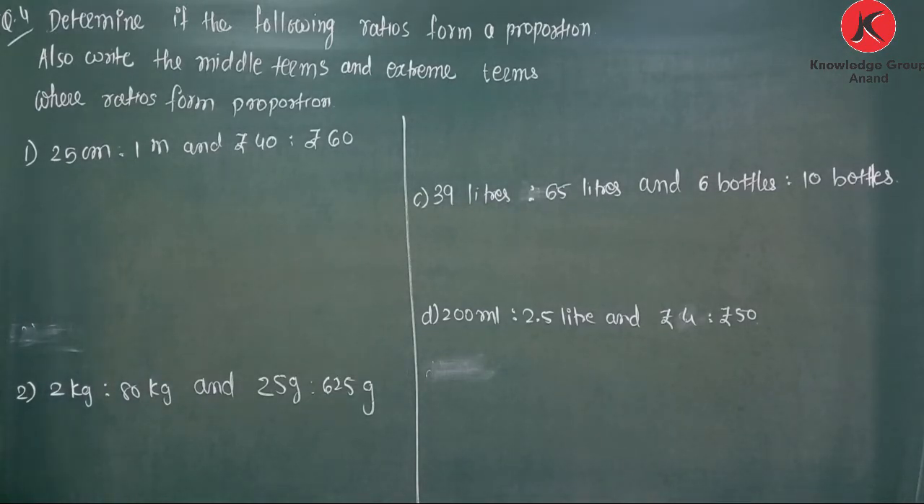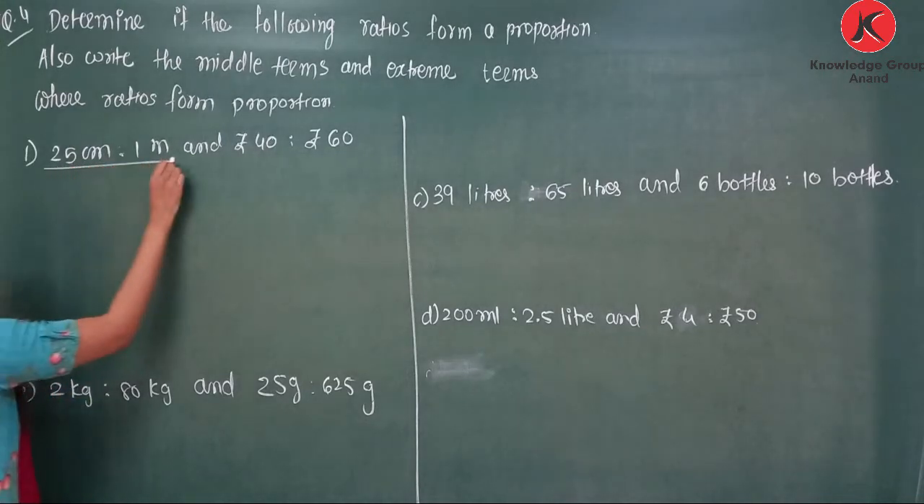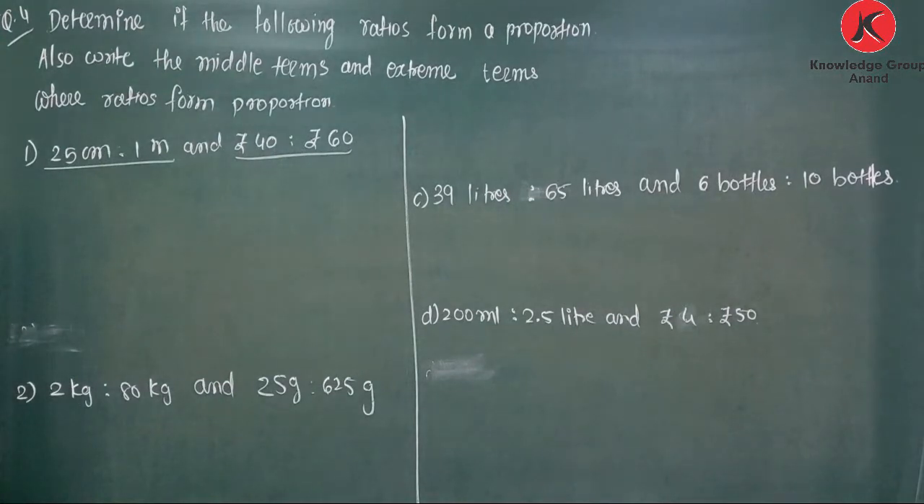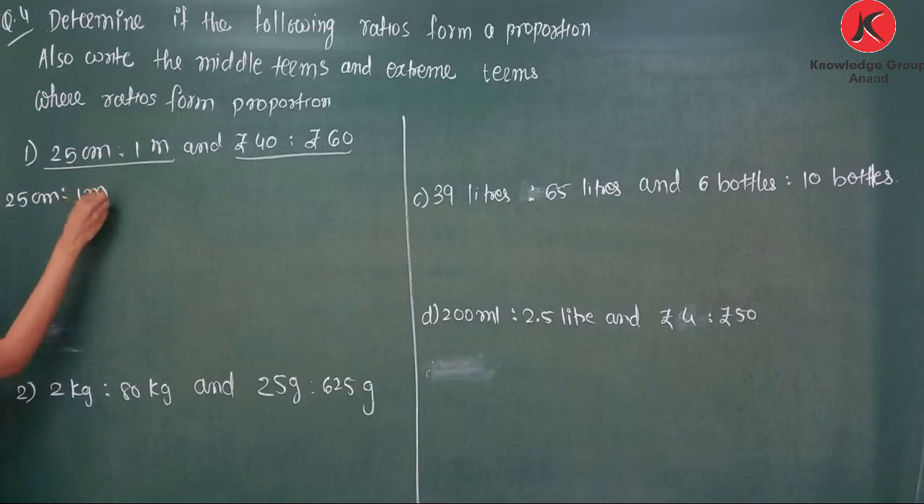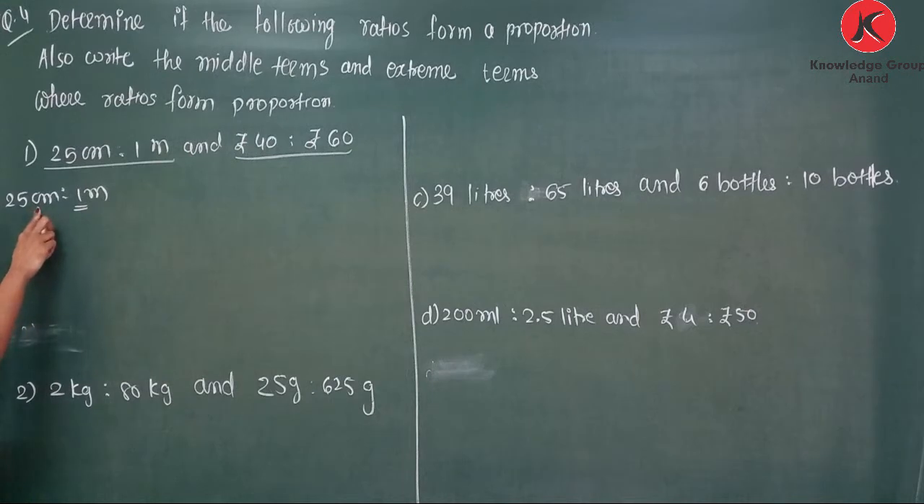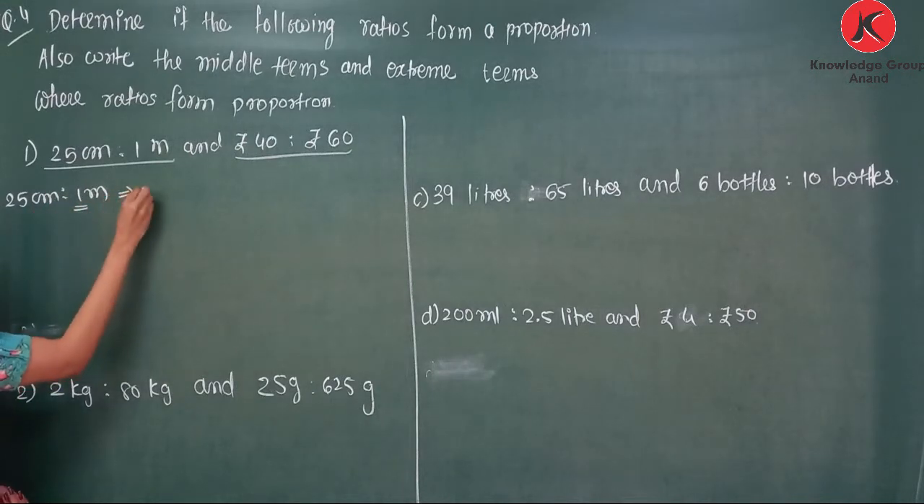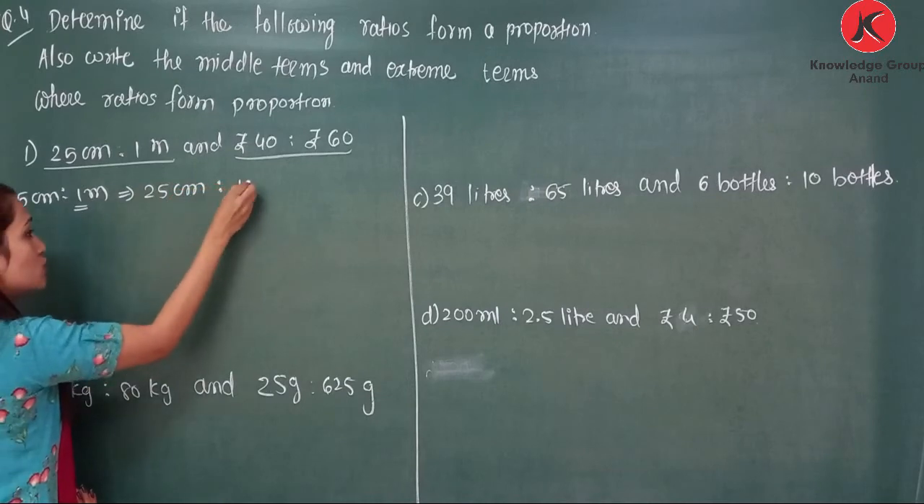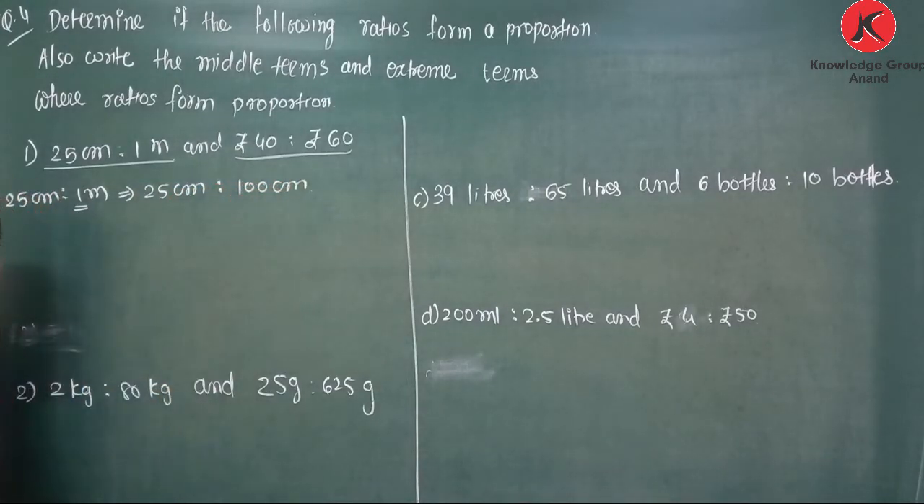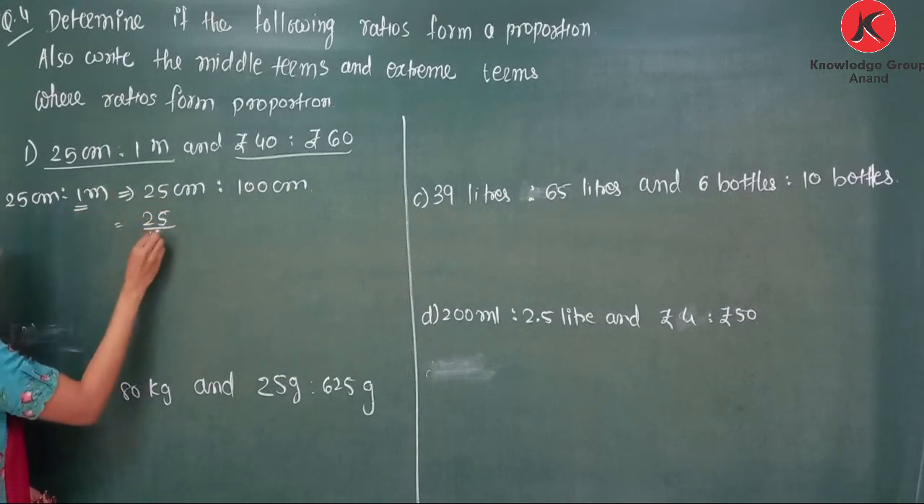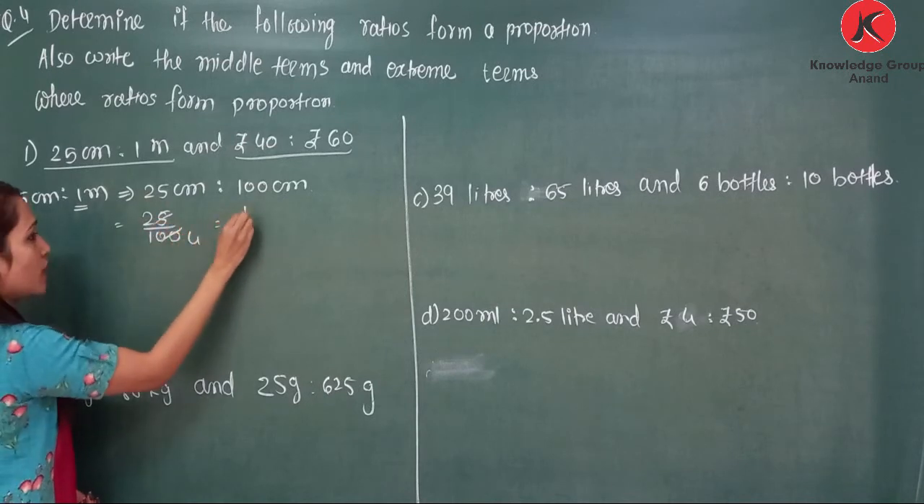So let's find first: 25 centimeter is to 1 meter and 40 rupees is to 60 rupees. So first we need to find the ratio of these two, and the ratio of 40 is to 60. So let's write 25 centimeter is to 1 meter. But here 1 meter is equal to 100 centimeter, because this is in centimeter, so we need to take this in centimeter. So this can be written as 25 centimeter is to 100 centimeter. Reason is what? 1 meter is equal to 100 centimeter. Now let's write the ratio 25 by 100. 25 fours are 100, so it is 1 by 4.